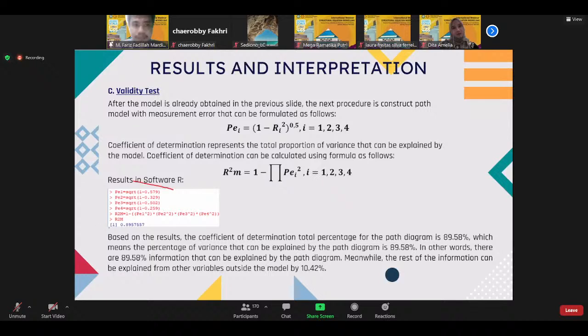In this case, we use Excel to determine R-squared M. Based on the result, the combined total percentage for the path diagram is 89.58%, which means that the percentage of variance that can be explained by the path diagram is 89.58%. In other words, there is 89.58% of information that can be explained by the path diagram. The information can be explained. Please respond to the question.